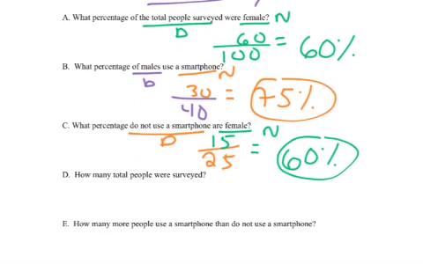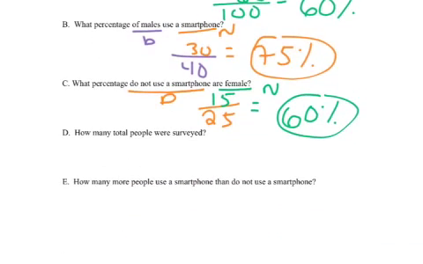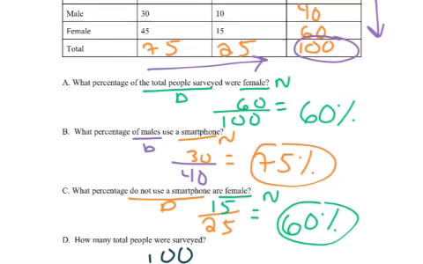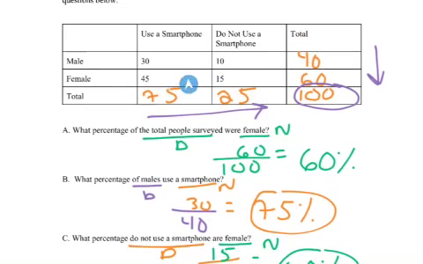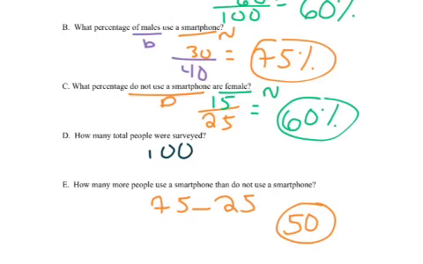How many total people were surveyed? Tells you right there: 100. How many more people use a smartphone than do not use a smartphone? So the people that use a smartphone is 75. The people that do not use a smartphone is 25. So if I want to know how many more people use a smartphone, I'm just going to subtract them. So I would take 75 minus 25, and I would have 50 more people. So 50 more people use the smartphone than do not.